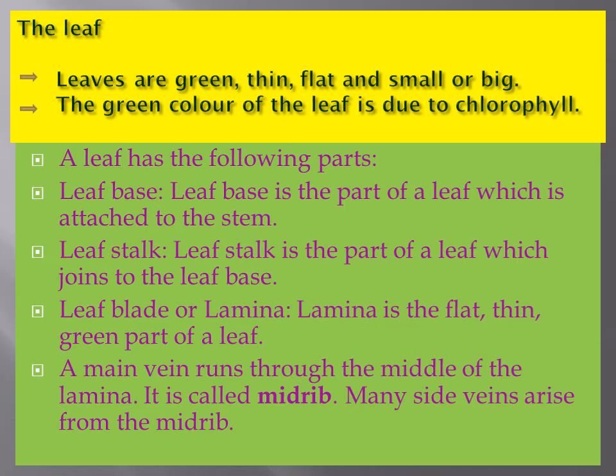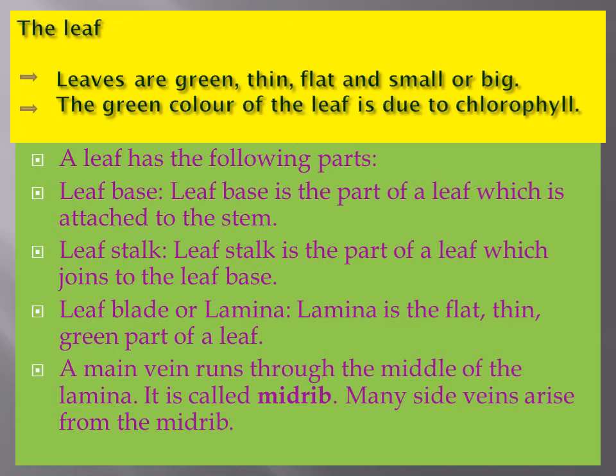The next topic is the leaf. The leaf is also a part of a plant. So let us find out. Leaves are green, thin, flat and small or big. The green color of the leaf is due to chlorophyll. Now there are some parts of a leaf. What are they? Let's find out.